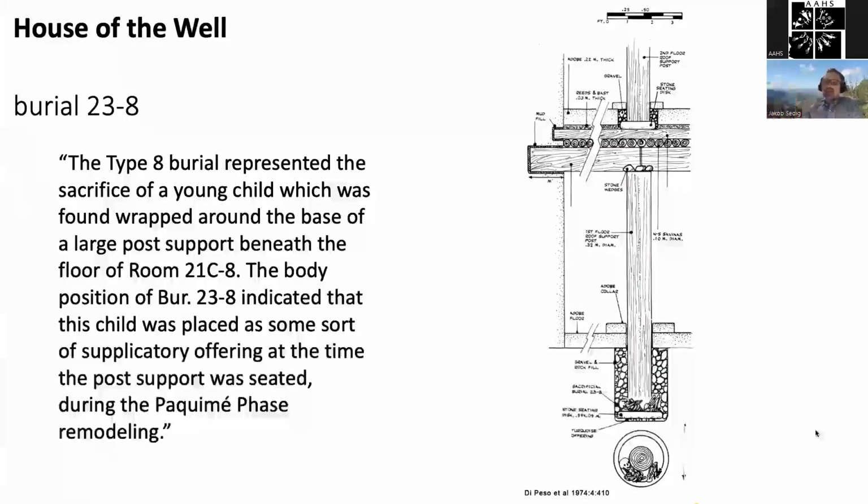What's not mentioned here is that the reason he calls it a supplicatory offering is because there's damage to the skull of this individual. Clearly there was a blow to the back of the head that killed this child. So this seems to be a child sacrifice. This isn't new. This is work de Peso did 50 years ago. But it's not a coincidence that the genetic data really stands out for this individual too. At least I don't think so.